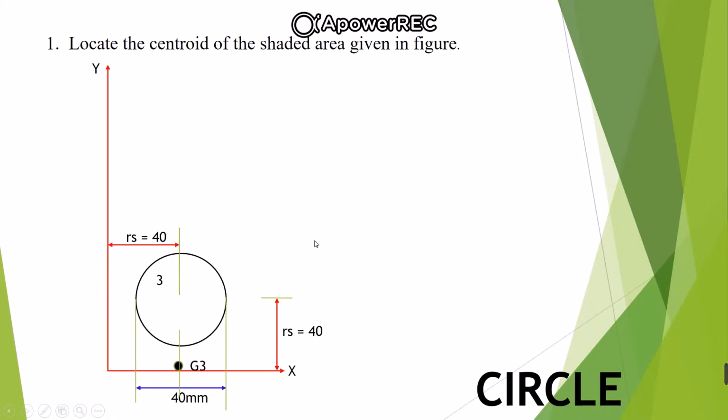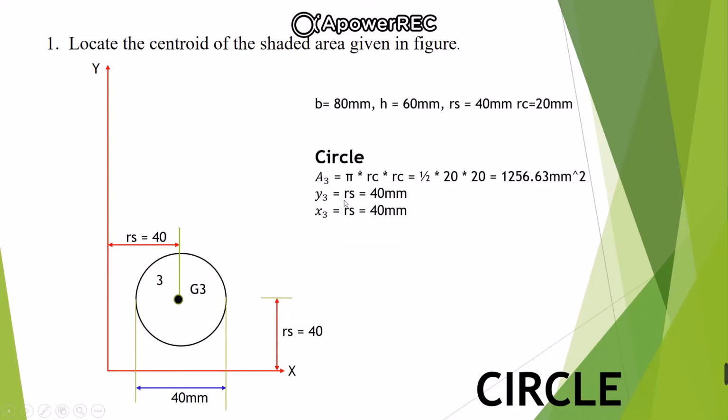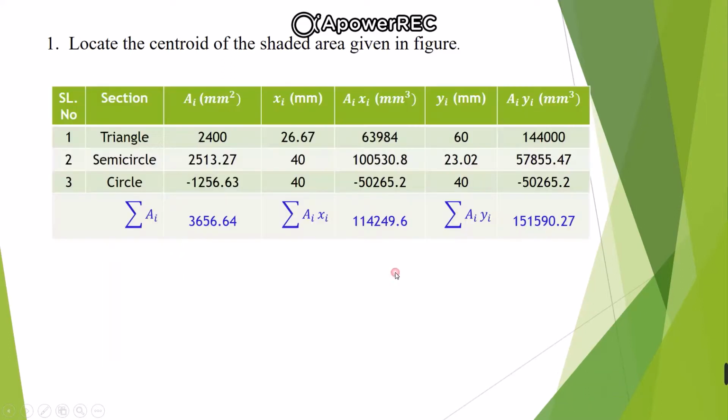Then when we mark the centroid of the circular section, we can see that the centroid is also at a distance of 40 mm from the y and the x-axis. So area of the circle will be pi r square, and y3 will be equal to the distance of CG from the x-axis, that is equal to 40 mm, and the distance of CG from the reference y-axis, it will be x3, which is equal to 40 mm itself.